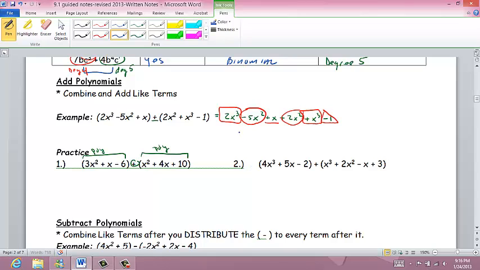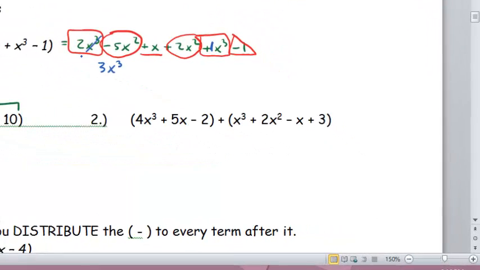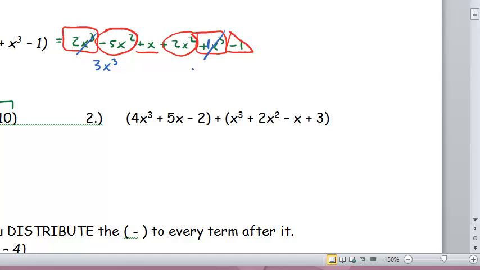So we start with the highest exponent, which is 3. So 2x to the 3rd plus x to the 3rd. The coefficient on x to the 3rd is 1. So 2 plus 1 is 3x to the 3rd. Now, I like to cross them out and let myself know that I used it. Because if I have any left over at the end, I know I have to go back and fix it.